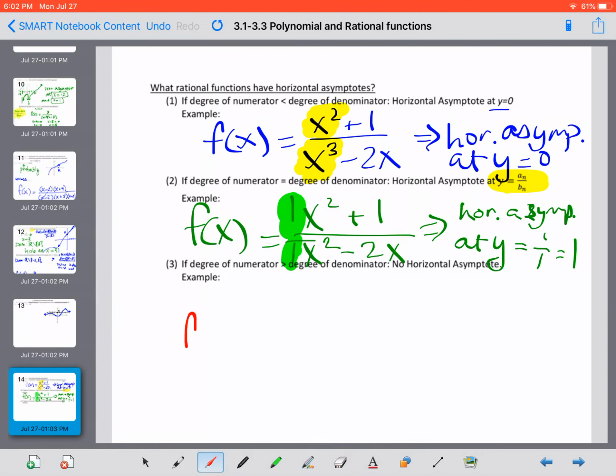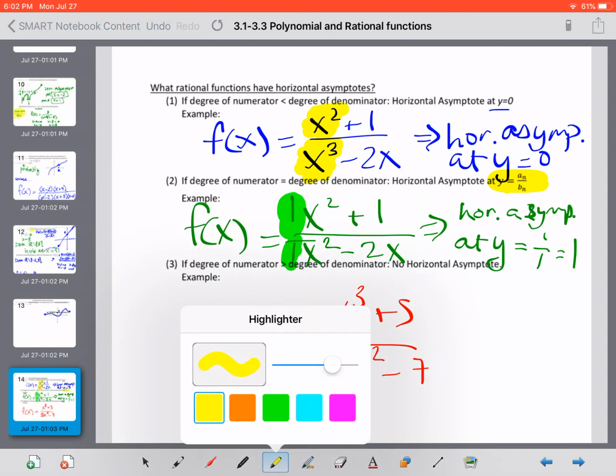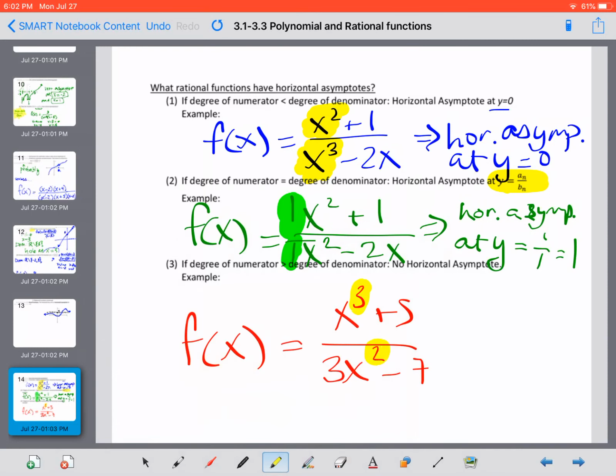So let's say our function is x cubed plus 5 over 3x squared minus 7. The degree of the numerator is 3, and the degree of the denominator is 2, so we have a larger degree in the top than we do in the bottom. And this just means that we have no horizontal asymptote.